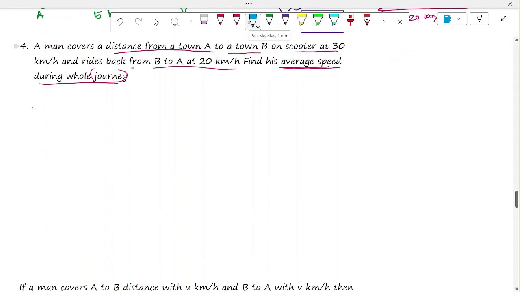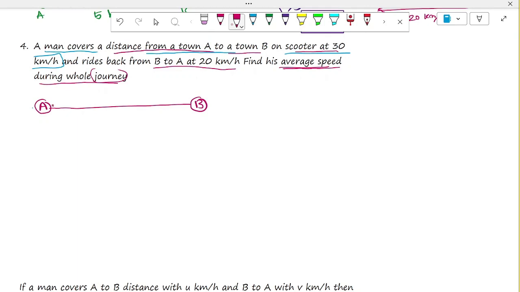First, we'll draw the diagram, whatever is given. A man covers a distance from A to B on a scooter at 30 kilometers per hour. Okay, we have read this much. Just try to understand this part. There is a place called A and a place called B. Now he wants to travel from here to here, and the distance is not given. You can see clearly, covers a distance means distance is unknown. So let me consider the distance is x. I don't know, it can be anything.